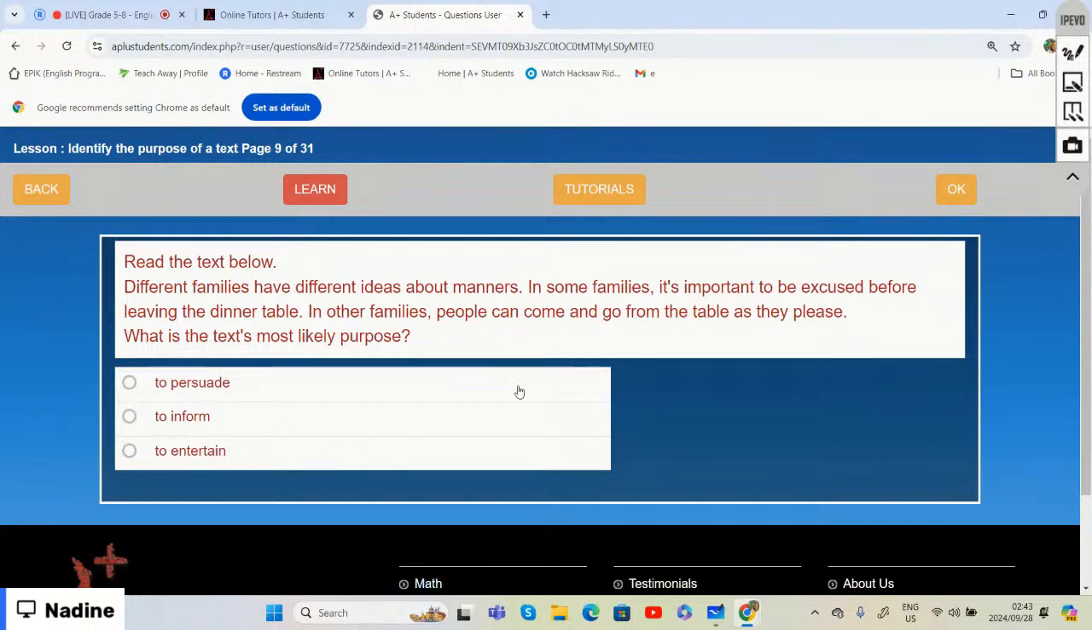All right, let's do the last one. It says different families have different ideas about manners. In some families, it is important to be excused before leaving the dinner table. In other families, people can come and go from the table as they please.